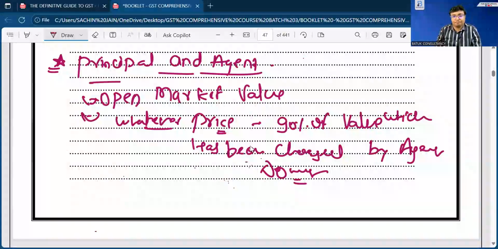And suppose open market value is not available, the selling price of the agent is also not available, in that case refer to rule number 30 and 31.